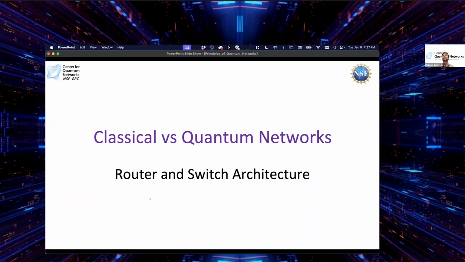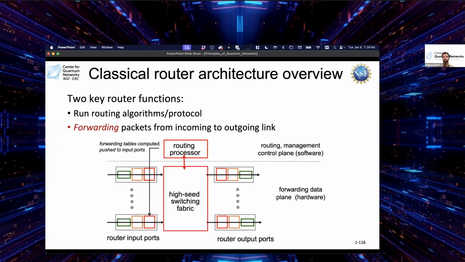Okay, so I think we can cover router and switch architecture quickly, and then move to discussing a connectionless two-way quantum network architecture. So let's start by looking quickly at an overview of classical routing architectures.